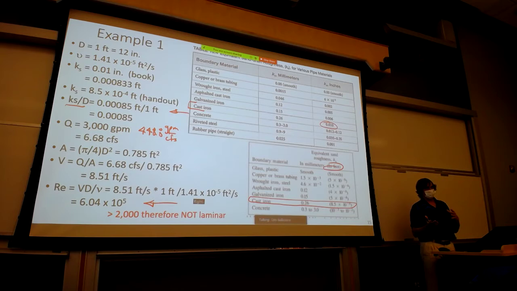So it's either transition or turbulent. You don't really know where it is until you look at the Moody diagram. So you're either going to need to know both relative roughness and Reynolds number, or maybe just relative roughness if you're out in the turbulent zone, where all the contours are horizontal.